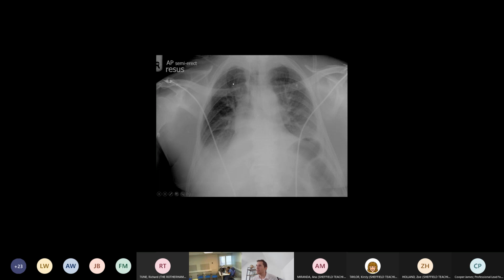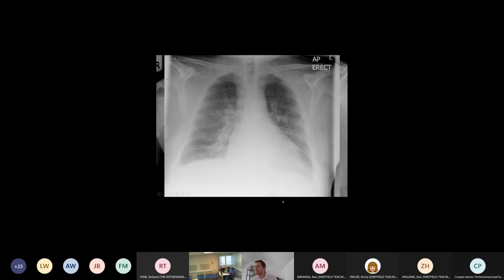Again, it's AP projection, but that's a big heart. The upper lobe vessels are engorged. This is consolidation, this whiteness here. That's not just blood vessels. It's white, it's poorly defined. We've got a meniscus tracking up there. Classic heart failure.